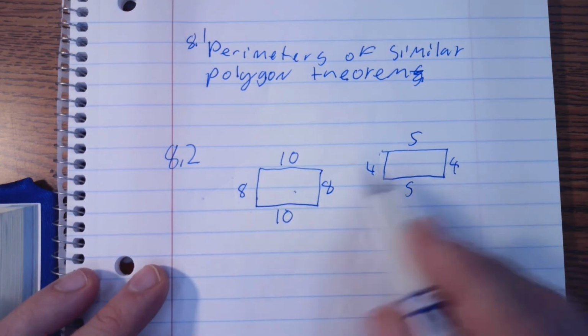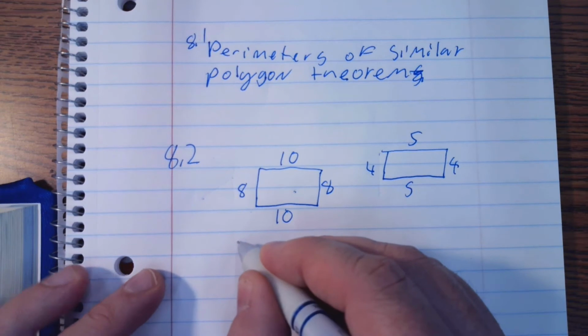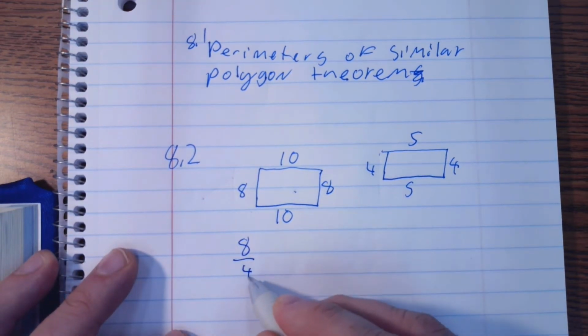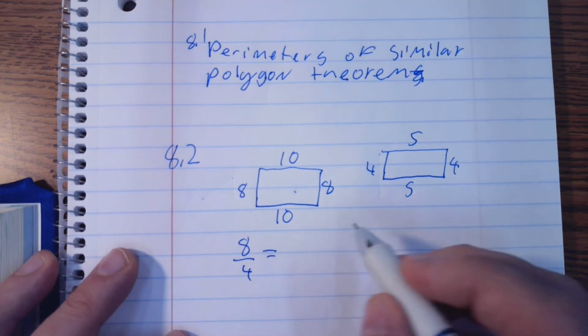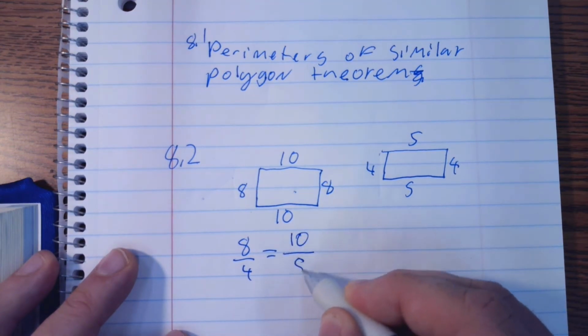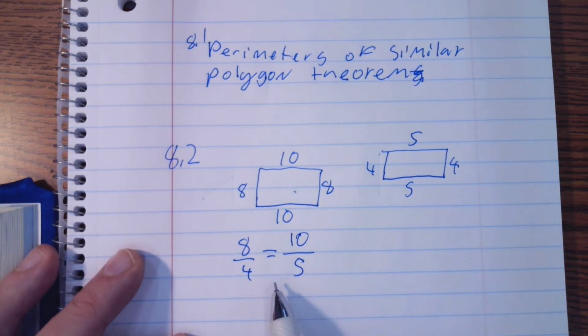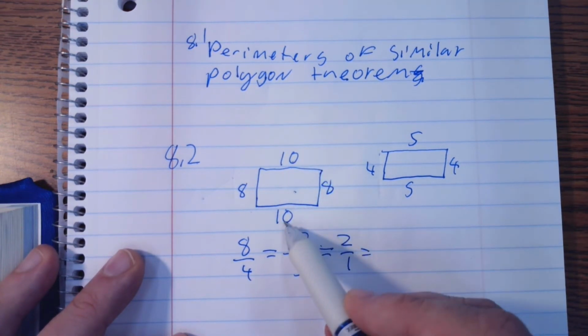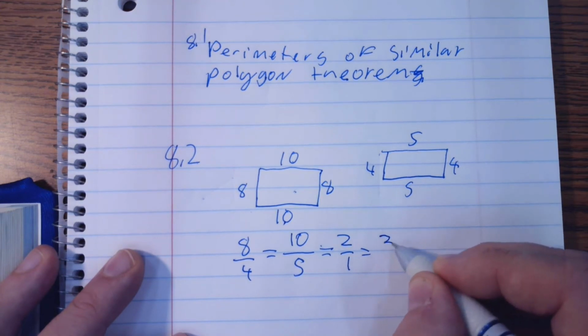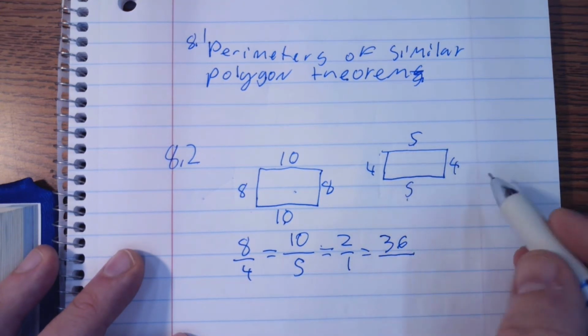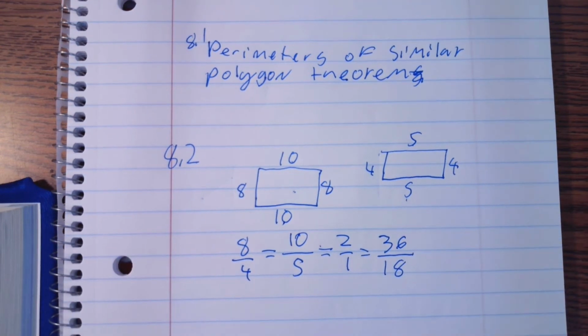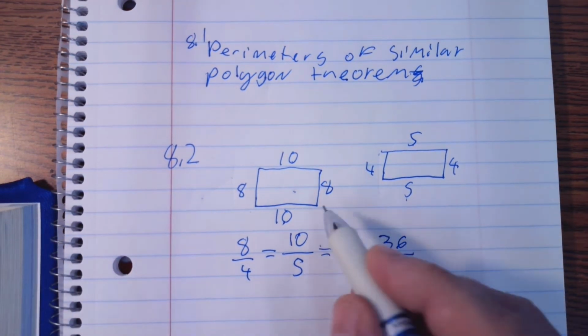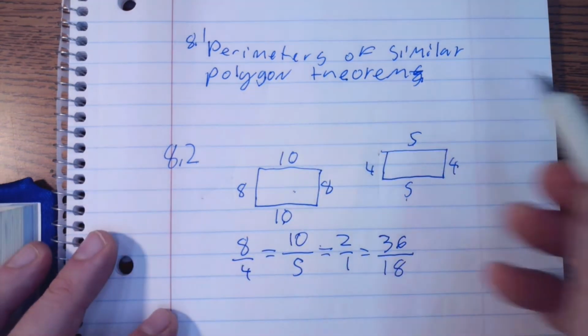So when we're comparing sides here, definitely we got 8 over 4 and 10 over 5, right? Are those going to be the same scale factor? Oh, yeah. So that'd be 2 over 1, right? So let's look at the perimeter. 10, 10, that's 20. 36 over 18. Is that going to be the same scale factor? Okay, because basically you're just stretching these out into one long line.